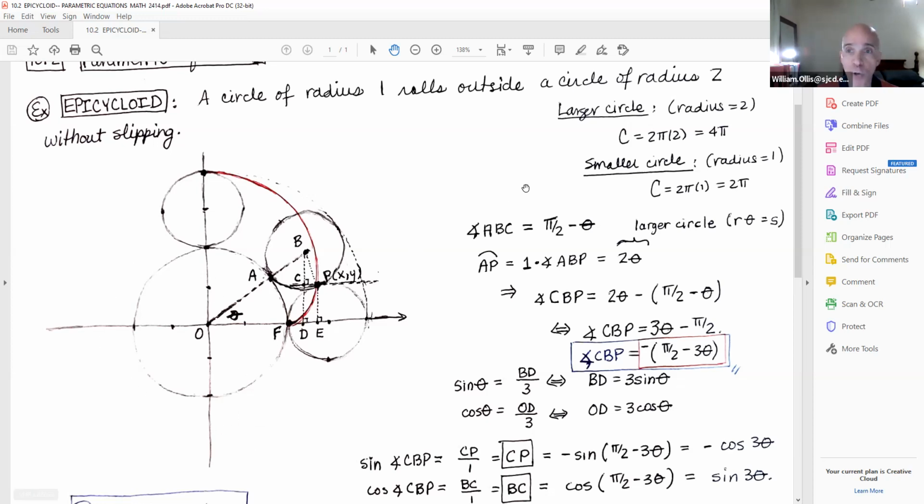This larger circle, let's note that it has a radius of 2. So it has a circumference 2 pi r, which is 4 pi. The smaller circle, which we're starting right here, and notice I've given you two transitional circles and the curve it's generating, has radius 1, so it has a circumference of 2 pi.